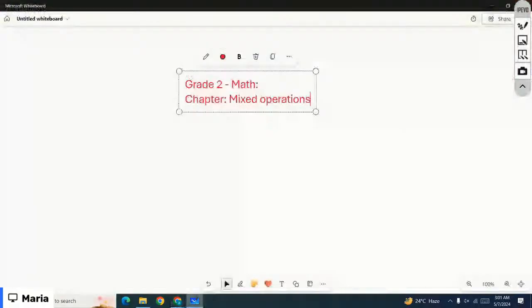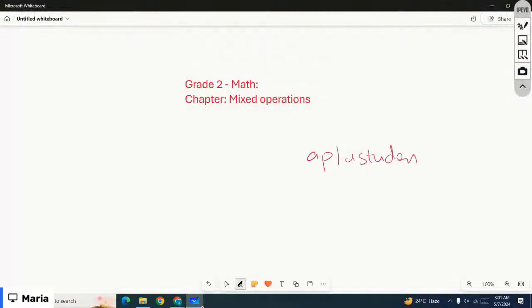You can find all the lessons on aplusstudents.com. You have to log in there using your email address and password as provided by the administrator. Then you have to select math from the subject tab, scroll down to grade 2 and then click on view all lessons. There you can find a list of the chapters. We're going to start with the chapter mixed operations.